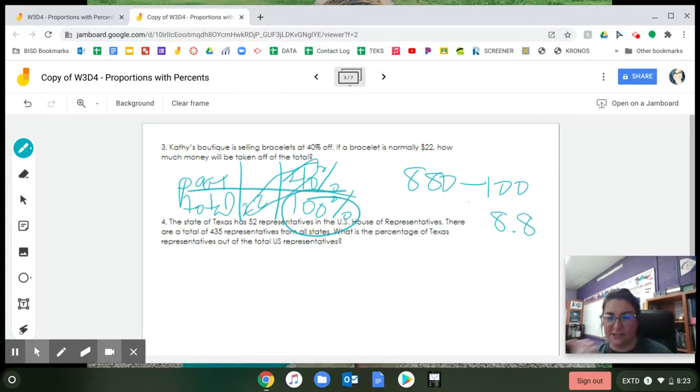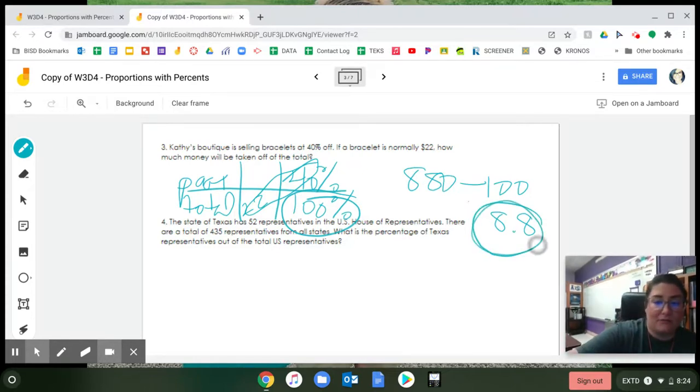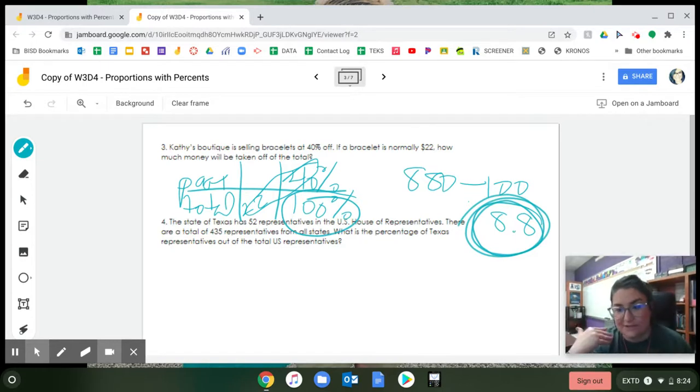Now, if I'm thinking back to the problem, my answer might not be 8.8. We really need to read the problem and figure out how does that number relate back to the problem. A lot of times when people are getting math questions wrong, it's because they just solve a problem and get an answer and think, okay, there's my answer. But we need to make sure that's really what they're asking. If a bracelet is normally $22, how much money is taken off of the total? So we are just solving for that number that's taken off, right? We're not asked to solve how much is the bracelet now. We're asking how much is taken off, which is 8.8.